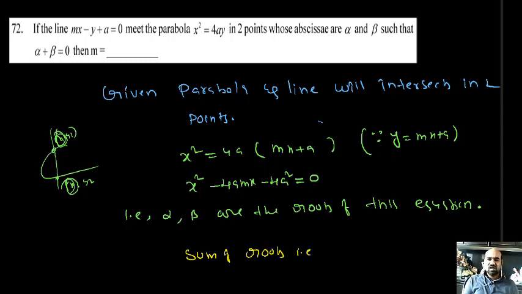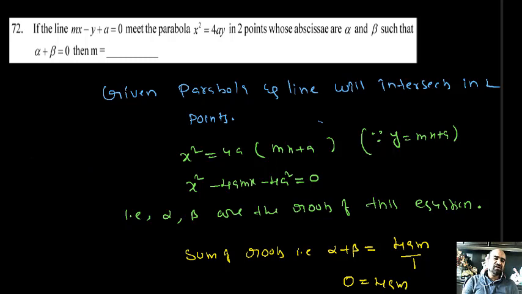That is alpha plus beta equal to minus b by a in a quadratic concept. So minus of minus 4a m by 1. Already alpha beta is given as 0. So 0 equal to 4a m. Okay, so what it says, I will write here: 4a m must be 0.